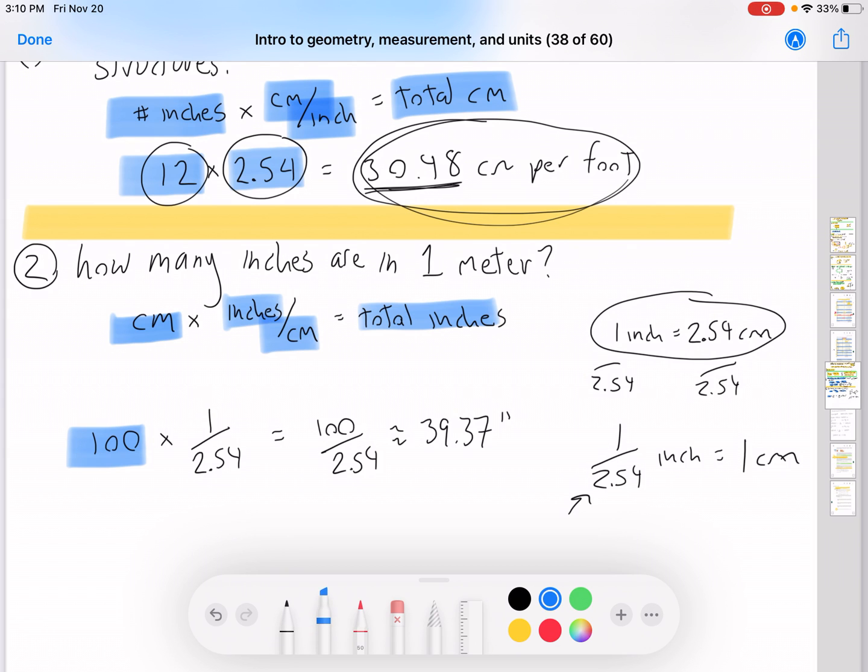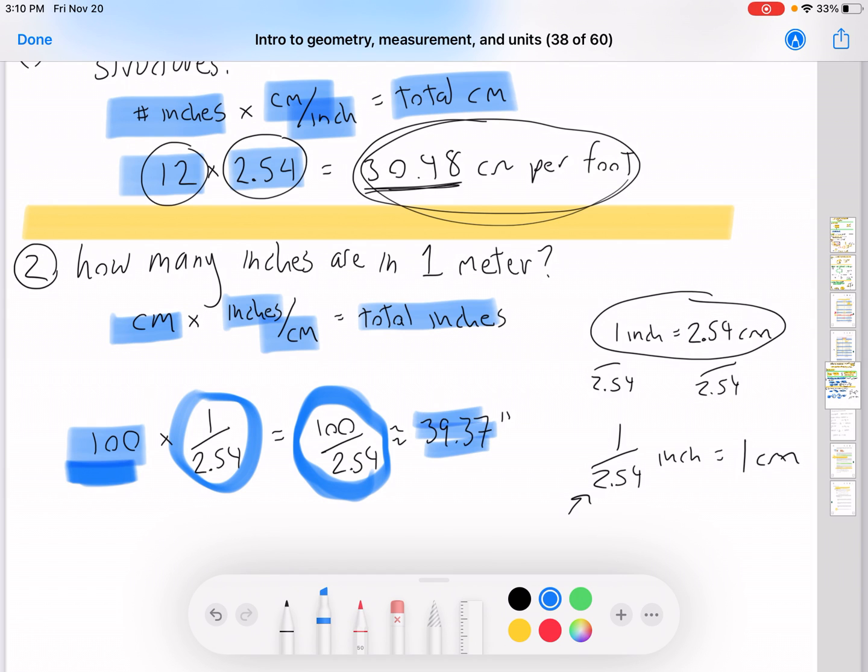And again, you could use a calculator to change that into just a single decimal. But I get number of centimeters times the inches per centimeter. And now when I multiply, you multiply the numerators and the denominators, so I get 100 over 2.54 total inches, which if you do 100 divided by 2.54 on your calculator, gives us about 39.37 inches. So again, all equal group structures.